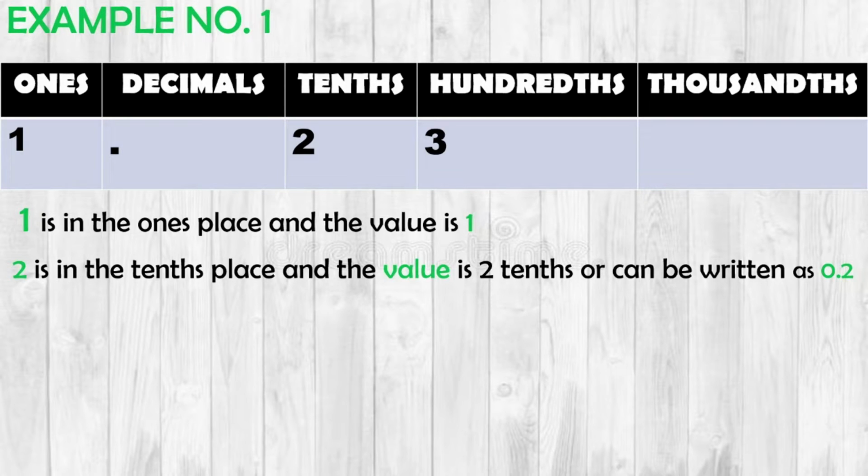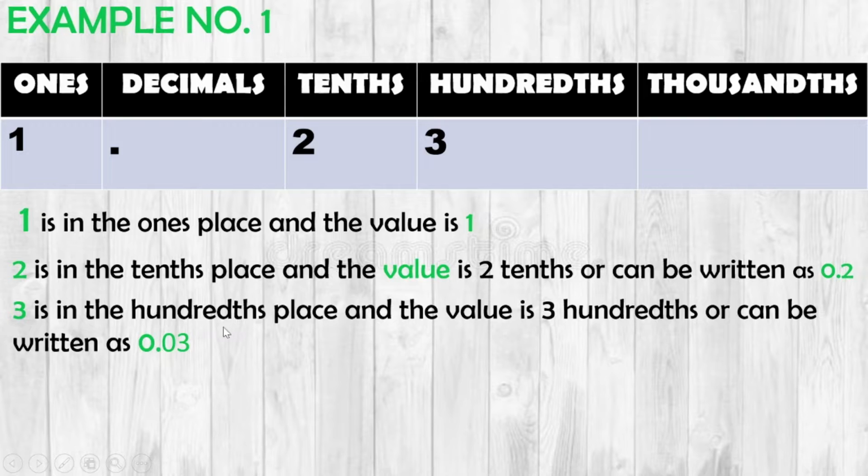2 is in the tenths place and the value is 2/10 or can be written as 0.2. Here, the 2 is in the tenths. So the value of the tenths, when we say value, is 2/10. Or when you write it, 0.2. The next, 3 is in the hundredths place and the value is 3/100 or can be written as 0.03.